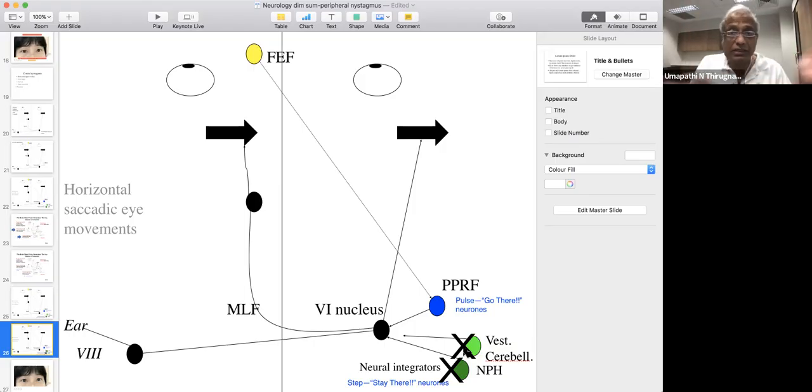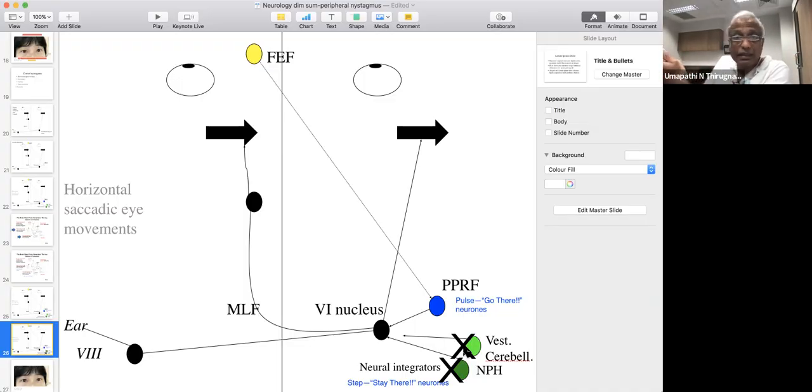Now I get tired of this nonsense. I'm sick and tired of looking to the left because my eyes keep coming back to the center. So why don't I change my mind and look towards the other direction? So my left frontal eye field sends a signal to the other PPRF, and the other PPRF sends a signal to the 6 nucleus. But my cerebellum is still poisoned by the alcohol that I drank last night. Okay, cerebellum is completely screwed. Okay, so no stay there neurons. So what's going to happen?